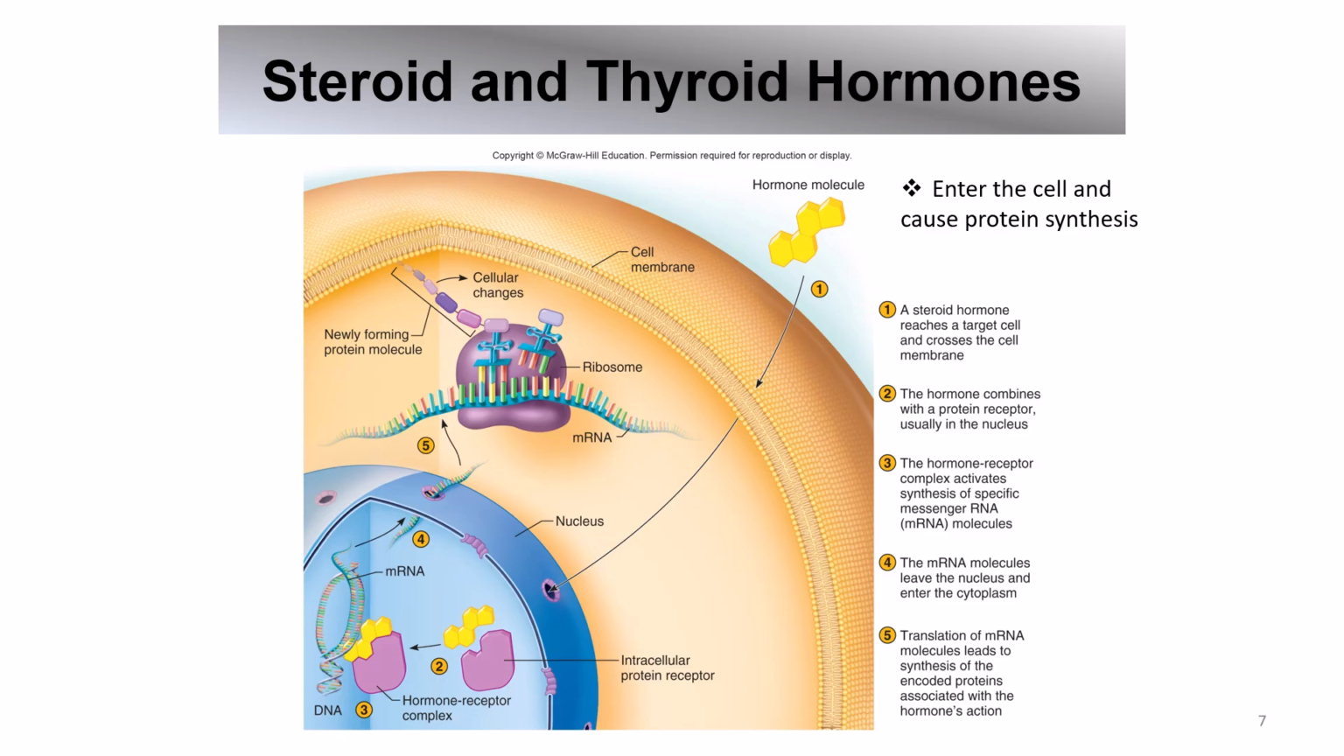Here, this shows that steroid, but also thyroid hormones, are able to enter the cell and cause protein synthesis. They can enter the cell because they're hydrophobic, and so they can squeeze in between the phospholipids of the cell membrane. So when they go to the nucleus, you can see in this picture, they can activate transcription and translation.